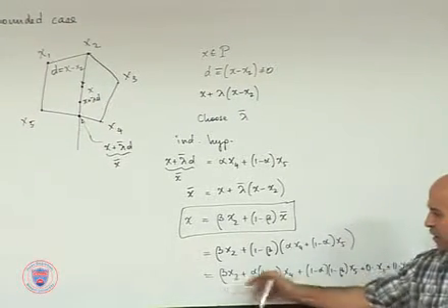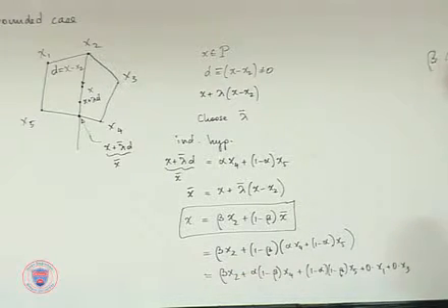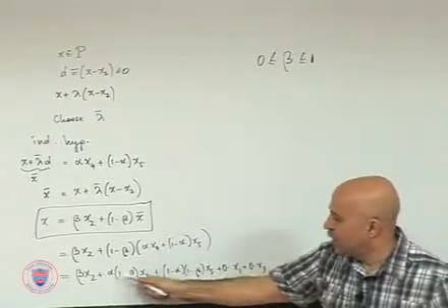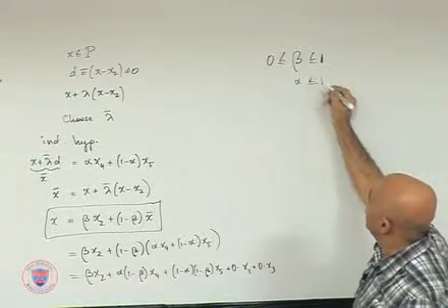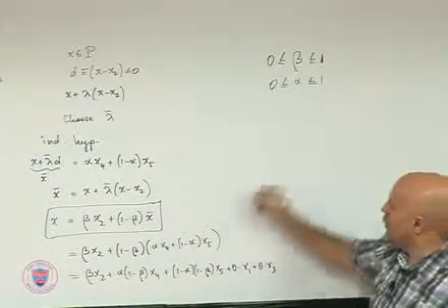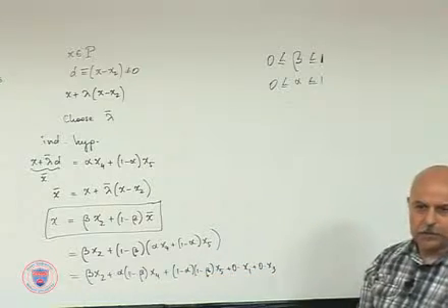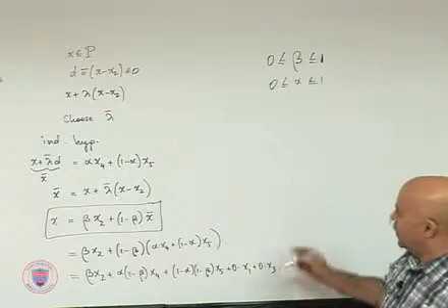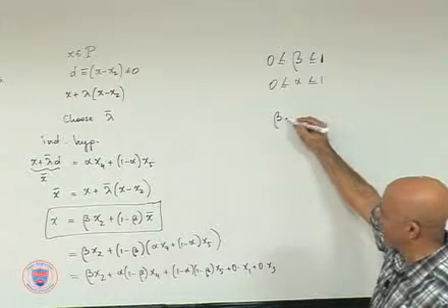Now, beta is a number between 0 and 1. I know that for sure. Alpha is also between 0 and 1, so alpha times 1 minus beta should be between 0 and 1. And this one, again, should be between 0 and 1, because you're multiplying two numbers between 0 and 1. And do they add up to 1? I don't know. Add them up and see what happens.